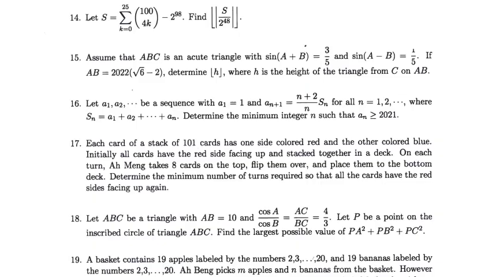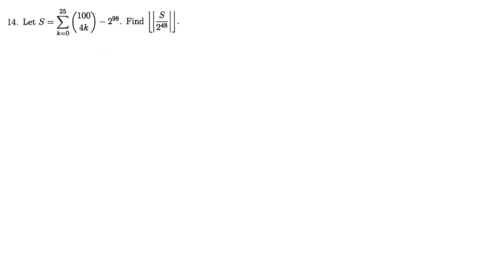SMO Singapore Mathematical Olympiad 2021 open section first round problem number 14. Let S be the sum of 100 choose 4k from k equals 0 to 25, minus 2 to the power of 98. Find the floor of the absolute value of S over 2 to the power of 48.